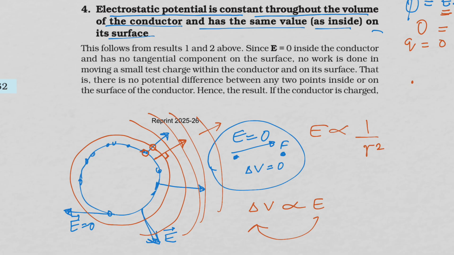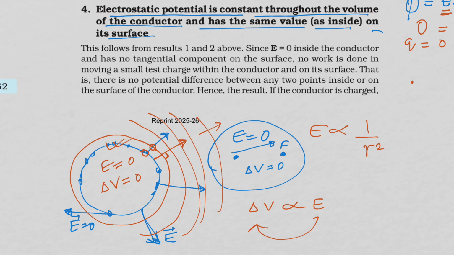And that's why on the surface the potential is fixed, because the electric field is fixed there, normal only in one direction. Inside it is fixed because the electric field is 0, so our potential difference is 0. But if we go outside the conductor, then the potential will change.